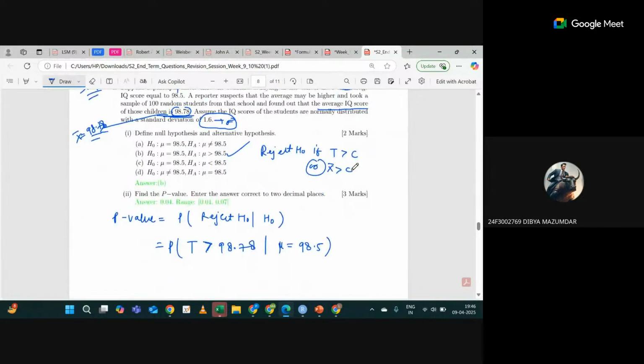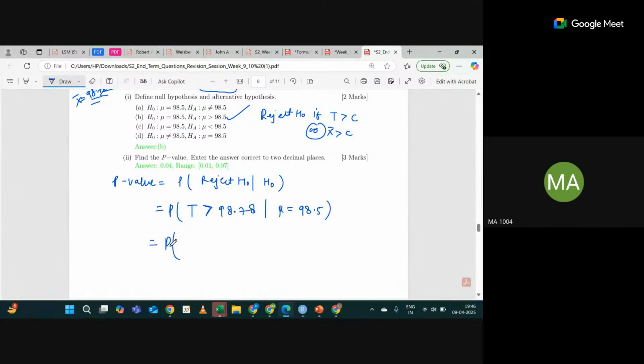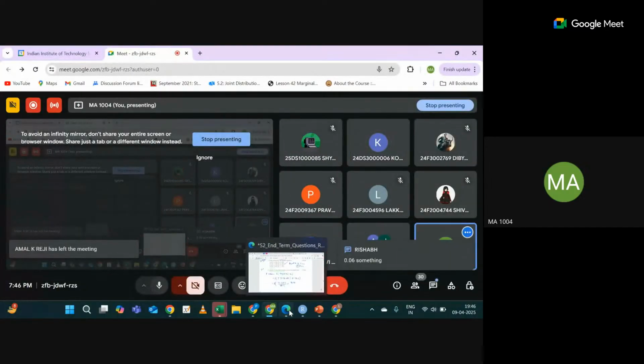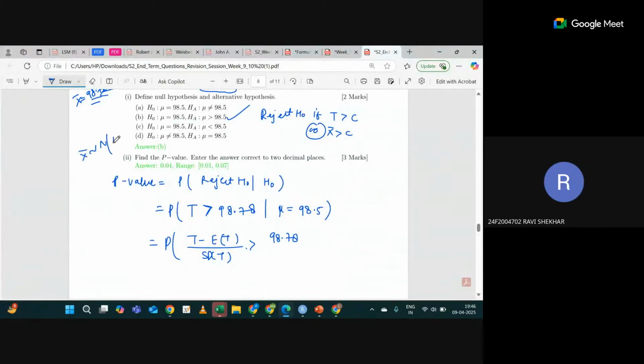Yes, sir, T equals T. Okay, now what is T? T is nothing but X bar only. Okay, let's do it like this. Can I write T minus the expectation of T, divided by the standard deviation of T, greater than 98.78? And what is the distribution of X bar? Tell me. Normal of mu comma 1.6 squared by 100, sigma squared by n, right? So X bar follows normal with mean mu and variance 1.6 squared divided by 100, right?